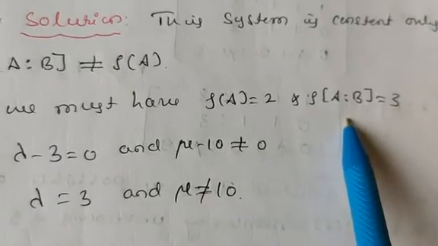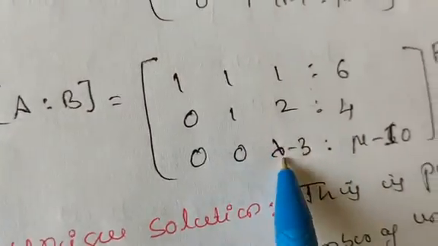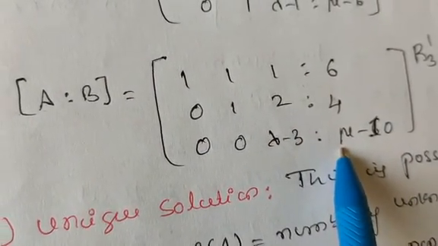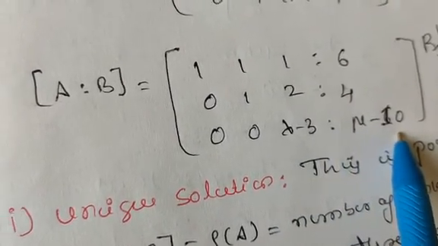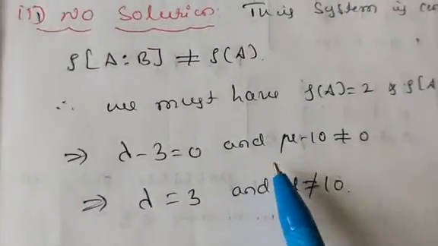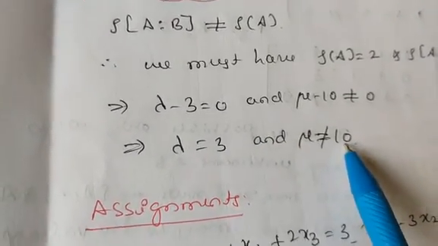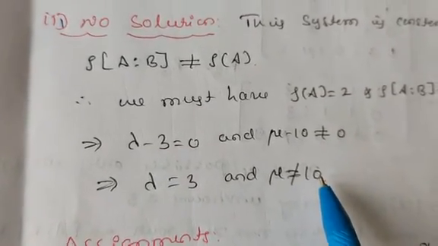This is possible only when mu minus 10 is not equal to 0, because if lambda minus 3 is equal to 0, we have 0 here, then rank of AB is equal to 3 means this should not be 0. That is, mu minus 10 is not equal to 0. So this is the condition for no solution, that is lambda is equal to 3 and mu not equal to 10. You just go through this example 2-3 times, then only you can understand this.